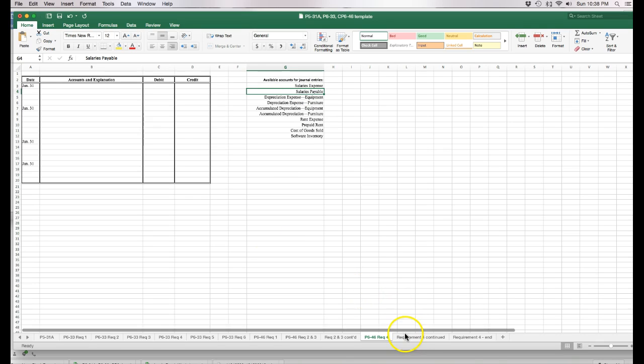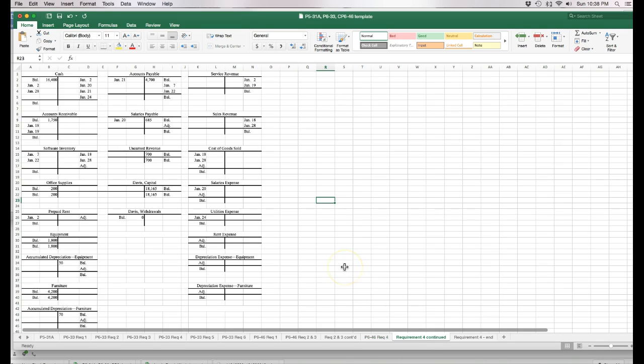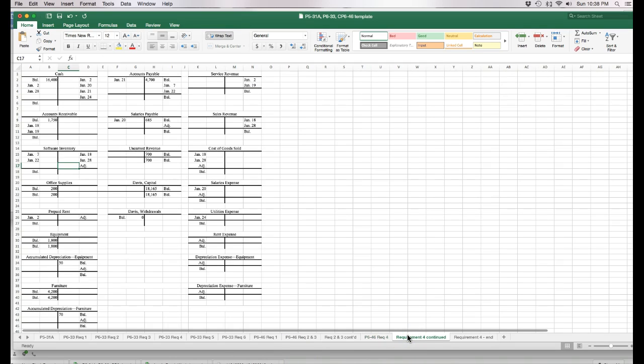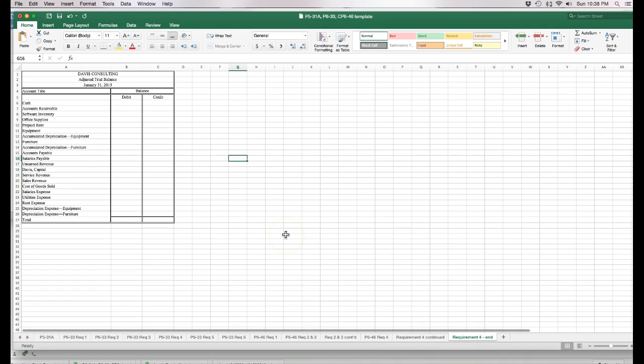After you do those adjusting entries, you're then going to go back to the T accounts and add those adjusting entries. For instance, under salary expense, wherever you see ADJ, it means you have to fill in those adjusting entries that you did back in requirement 4. After you fill in those adjusting entries and get new balances, then you're going to do your adjusted trial balance, which we've talked about before.